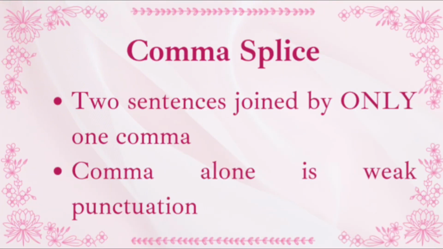Now, let us move on to comma splice. So, a comma splice is two sentences joined by only one comma. A comma alone is weak punctuation. Teach the thinking process. When checking, step 1, count subjects. Step 2, count verbs. Lecture ended, first clause. Students left, second clause. So, two sentences equals need punctuation.